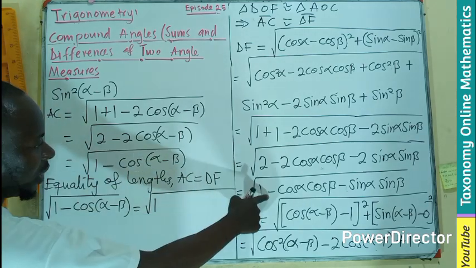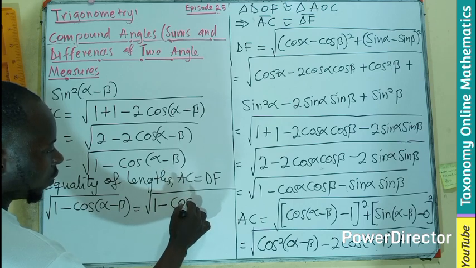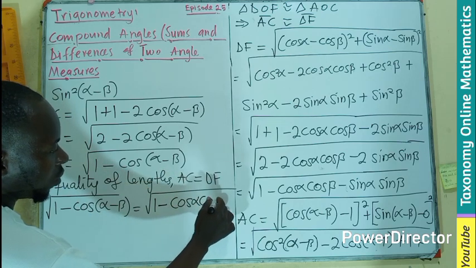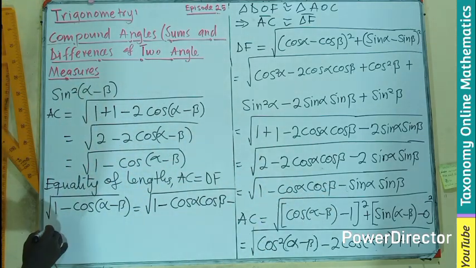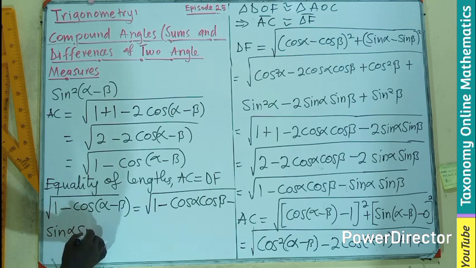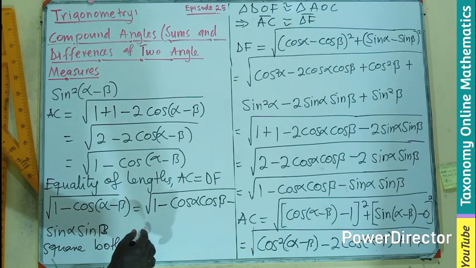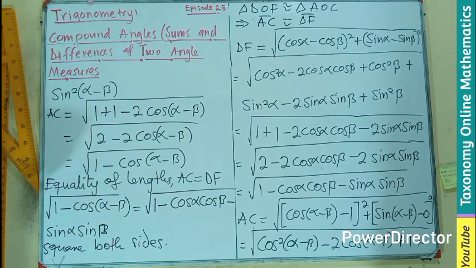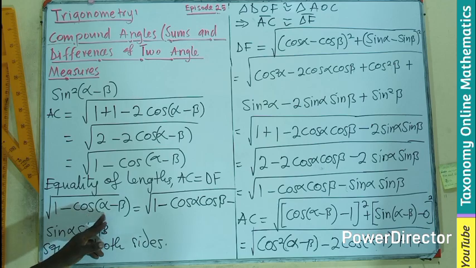This is 1, in the case of this, minus, this will be cos alpha cos beta minus this minus. That will give us sine alpha sine beta. So here we square both sides. When you square both sides, the square root will be eliminated. So we should be left with the left equals what?